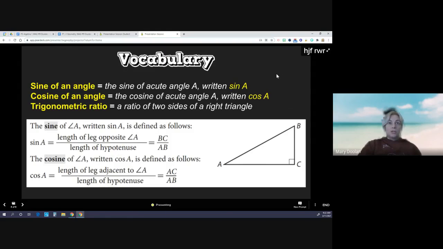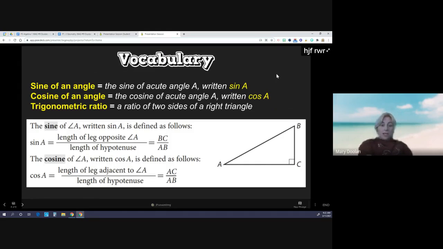These are the new ones though. So we have sine of an angle. The sine of an acute angle A is just written as sin A. The cosine of an acute angle A is written as cos A. A trigonometric ratio is a ratio of 2 sides of a right triangle. And so we have 3 of those now, 3 trigonometric ratios where they are comparing 2 sides of a given right triangle.